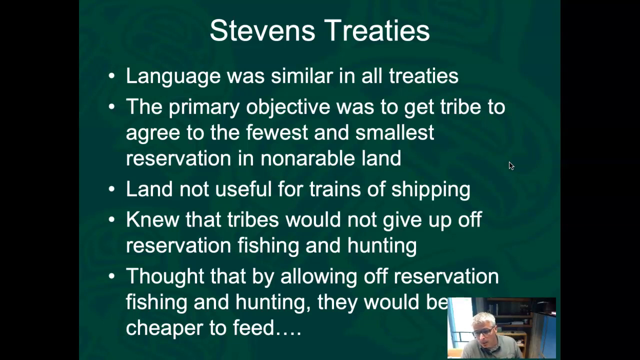And he knew that tribes would not give up off-reservation fishing and hunting. And they also thought that by allowing off-reservation fishing and hunting, it would be cheaper to feed people, that you wouldn't have to provide as much food. And so there are kind of two thoughts going into it at that point. It's just the pure economics of, okay, great, if we let you hunt and fish off reservation, we don't have to provide as much food to you.